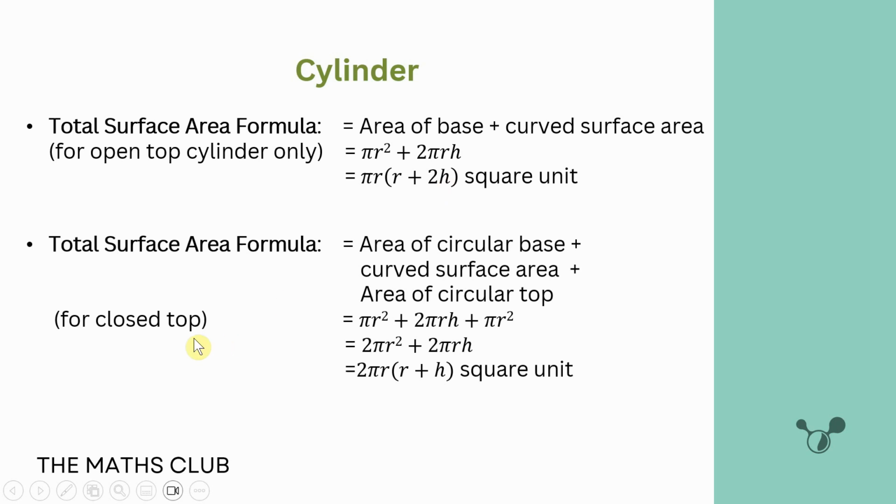For a closed top cylinder, you have three places: the area of the circular base, the curved surface area, and the area of the top. So that's why we have pi r square plus 2 pi r h plus pi r square. Pi r square plus pi r square will give you 2 pi r square plus 2 pi r h, and if you factor out 2 pi r from it, 2 pi r square divided by 2 pi r will give you r, and 2 pi r h divided by 2 pi r will give you h. So this is how we actually solve it.